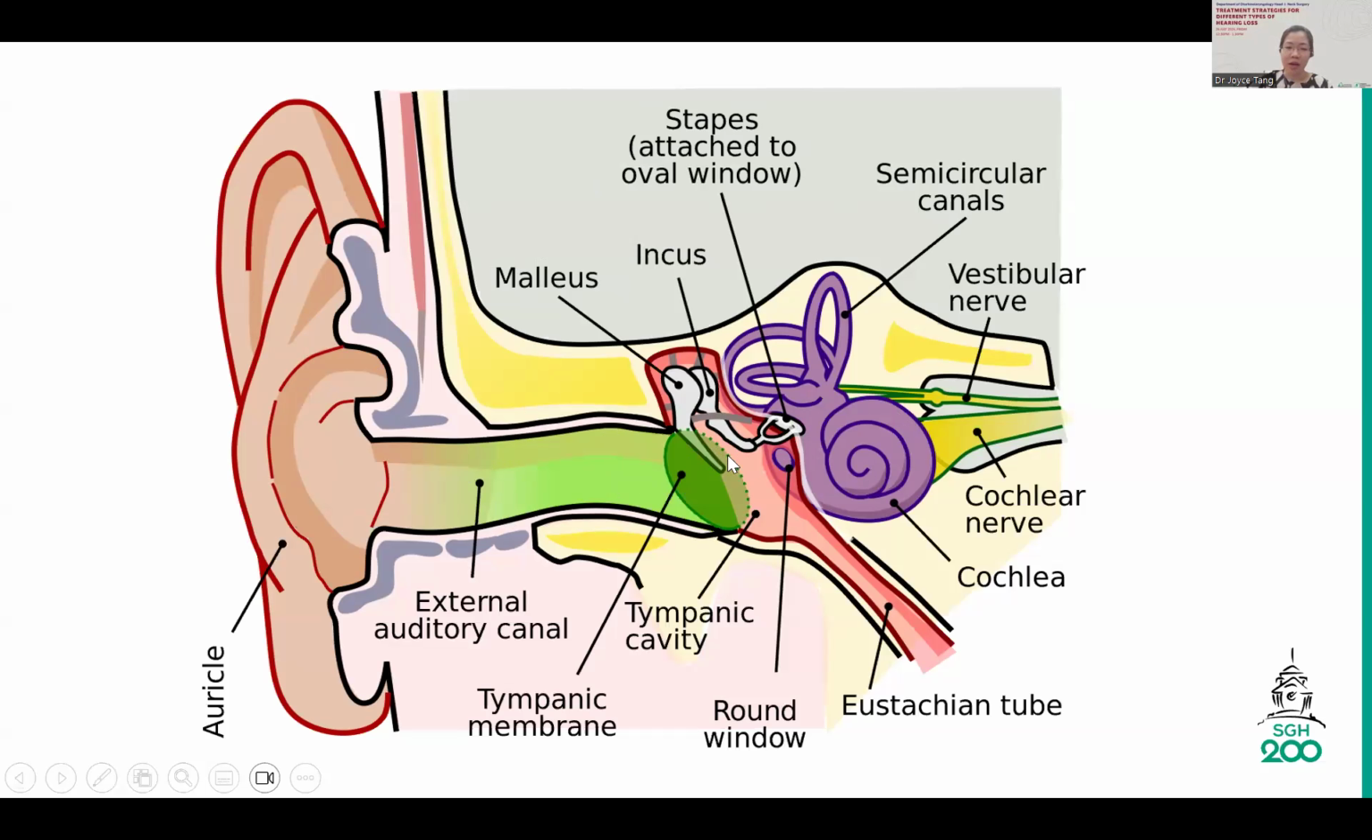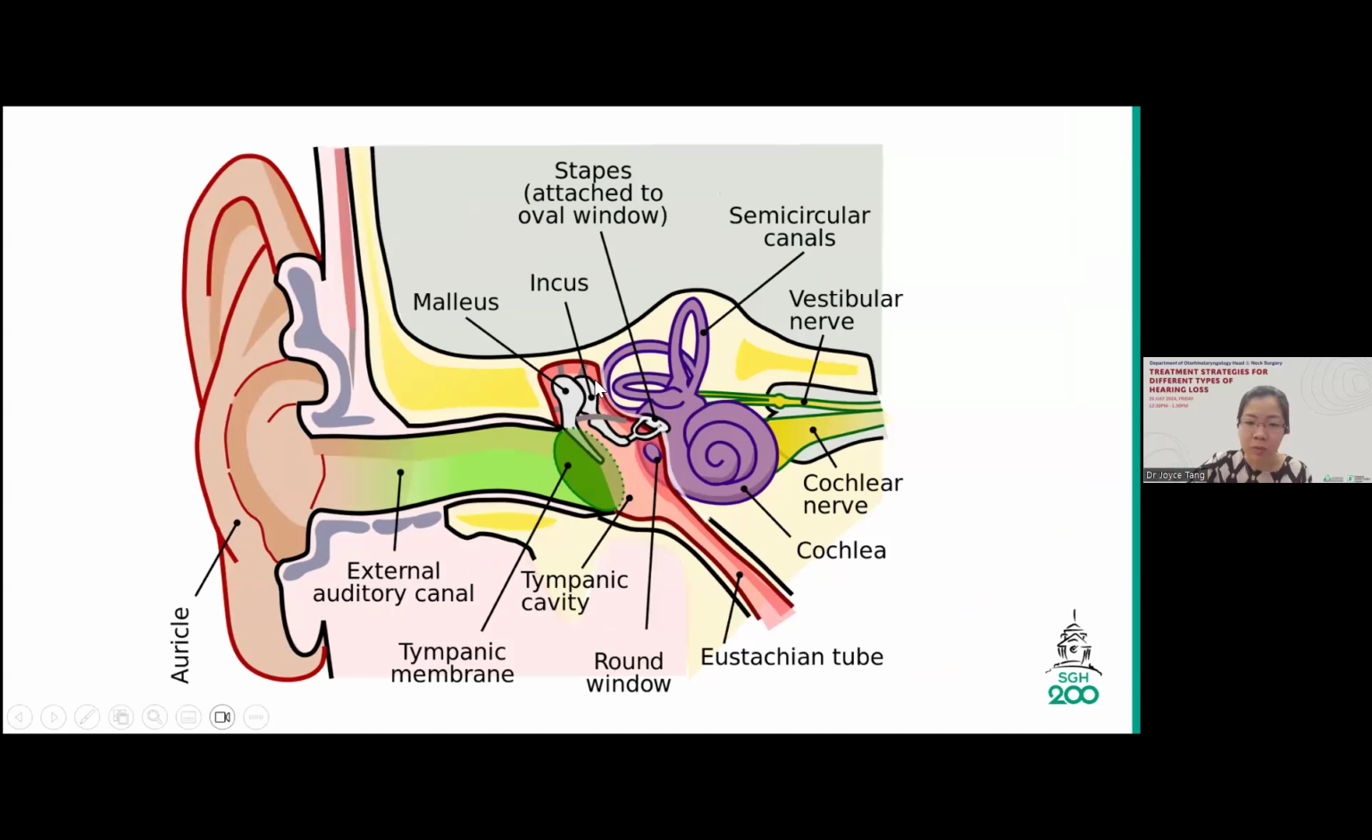Today I'll be focusing my talk on the middle part of this. The part that is outside of the eardrum is considered the external ear. The part from the cochlea onward is the inner ear, and everything in between is the middle ear. Quite easy: external, middle, and inner ear. The middle ear space is connected to this thing called the Eustachian tube.